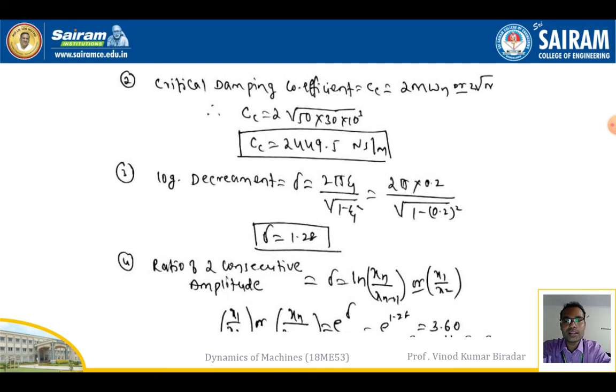Once you calculate the logarithmic decrement, now you have the formula for the ratio of two consecutive amplitudes. The formula is given by delta equal to log of x n divided by x n plus 1, or x1 by x2. We know that x1 by x2 is equal to e to the power of delta. So e to the power of delta is equal to e to the power of 1.28. Substituting, the ratio x1 by x2 is equal to 3.60. This is the ratio of two consecutive amplitudes.